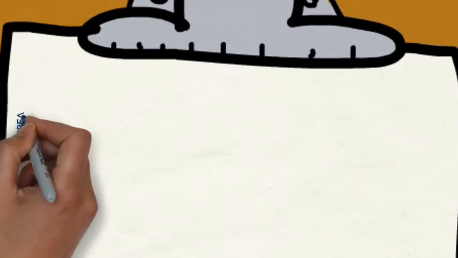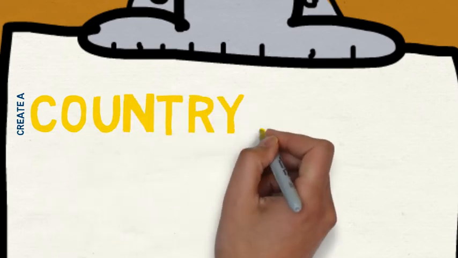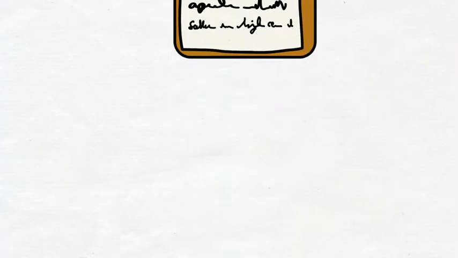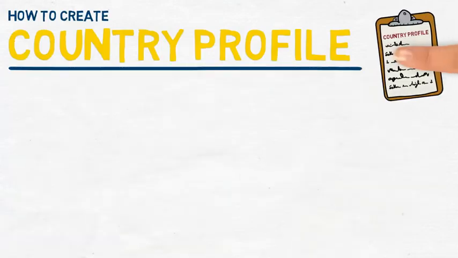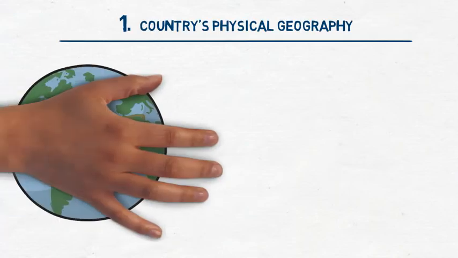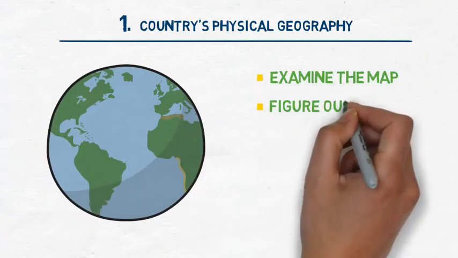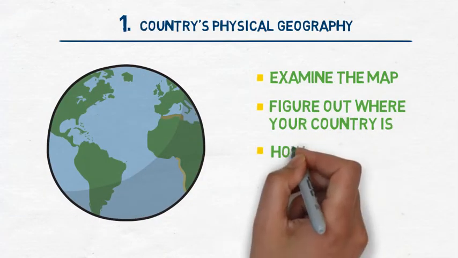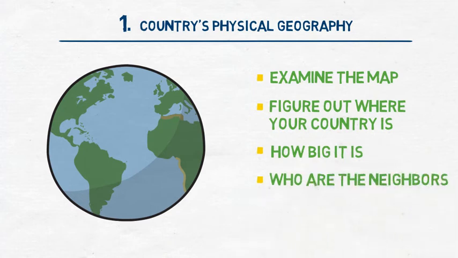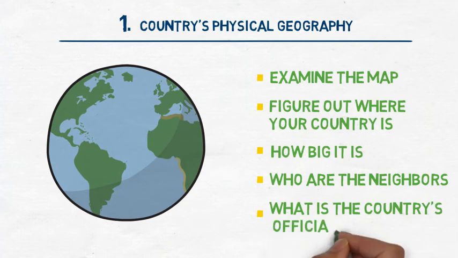We also recommend creating a so-called country profile, or a worksheet, to help you understand your country. The best way to do it is to find answers to questions about the country's physical geography, examine the map, figure out where your country actually is, how big it is, and determine your neighbors. Also, do not overlook information about what your country's official name is.